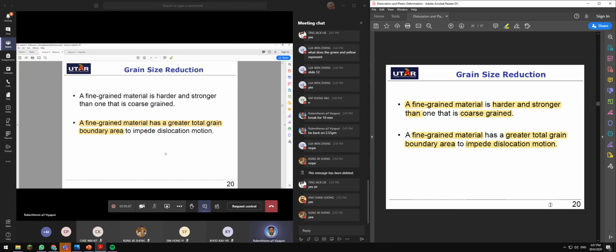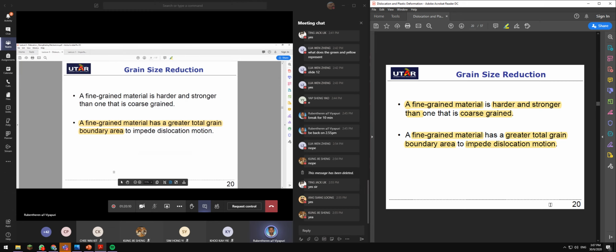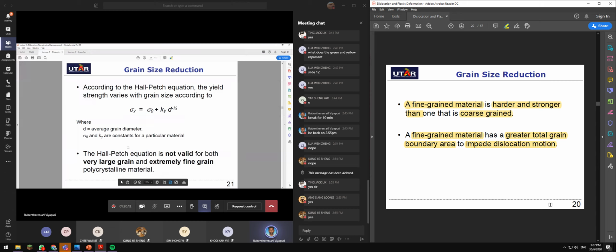So when you have more grain boundaries in a material, dislocation is minimized. When dislocation is minimized, plastic deformation is minimized. When plastic deformation is minimized, you have increased your mechanical strength. I hope you understand this. Now, there are some formulas here.